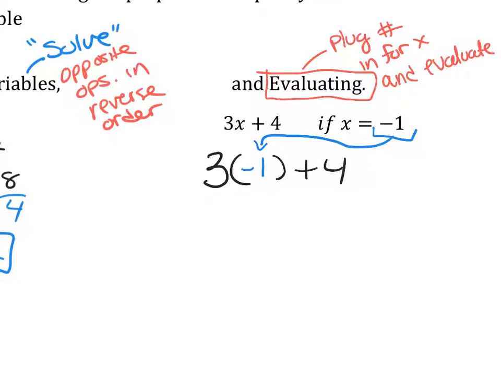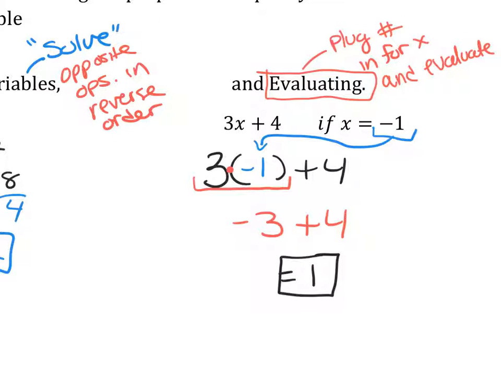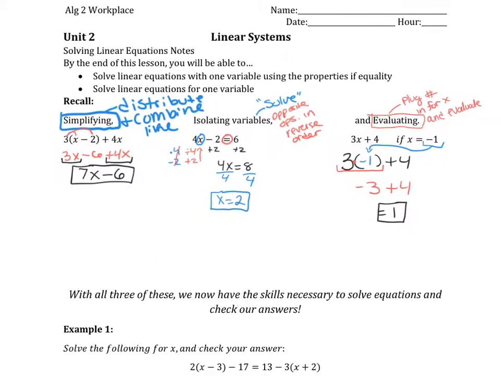And now what's happening between the 3 and the parentheses? Multiplication. So this would be 3 times -1, not 3 minus 1. So order of operations, we would do that multiplication first, give you -3 plus 4, which leaves us with +1. So we can use all 3 of these skills, simplifying, isolating, and evaluating, to solve equations and check our answers to know if we did it correctly.